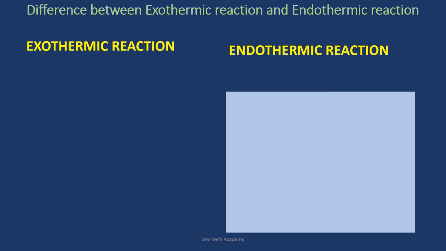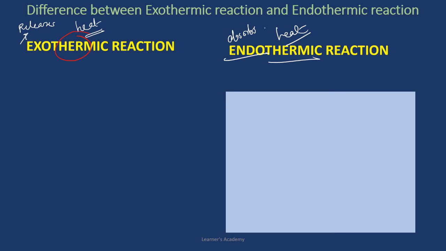What is the difference between exothermic and endothermic reaction? See, by the name itself it means that it is related to heat. Thermal means heat. So it has something to do with heat. Exo means it releases heat. And endo means it absorbs heat. So this reaction has something to do with the heat: while this reaction takes place, some heat is released or it absorbs heat.